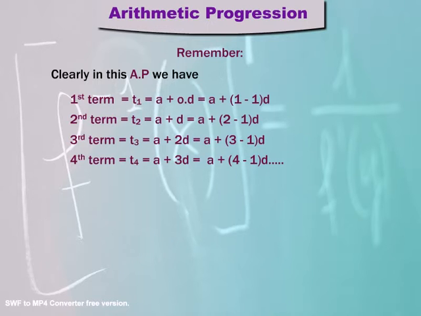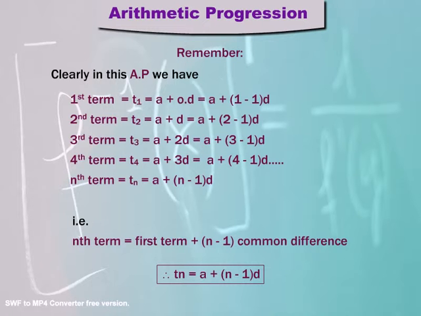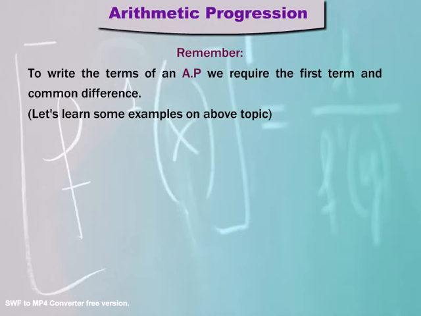The nth term Tn equals a plus (n minus 1) into d. That is, the nth term equals the first term plus (n minus 1) into the common difference. So Tn equals a plus (n minus 1) into d. Remember, to write the terms of an AP, we require the first term and the common difference. Let us look at some examples on the above topic.